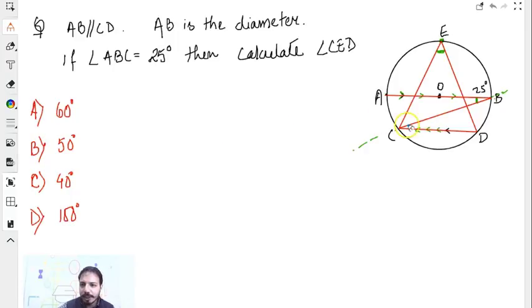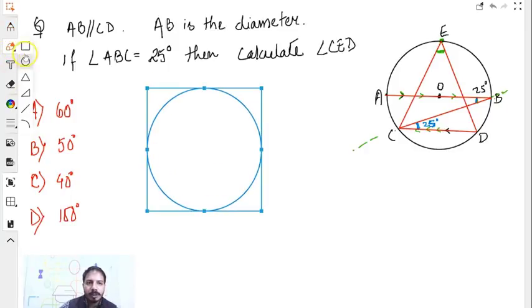So basically one thing which we can easily see is if this is 25, then of course this is 25, right? Why? Because these are alternate interior angles, because this line is parallel to this. This we can easily see. Now we need to find this angle. How will you find this? What will you use? I'll give you one more hint.